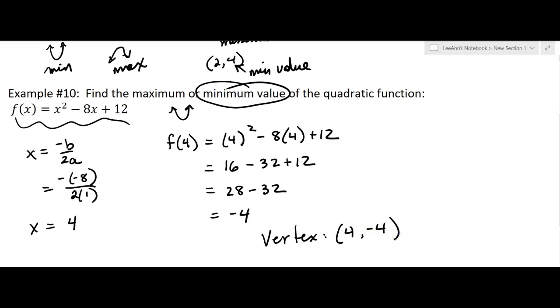We know it's a minimum value. The minimum value is -4. So the min value is -4. It occurs when x is 4, but that's the minimum value. That's the lowest output you're going to get is -4.